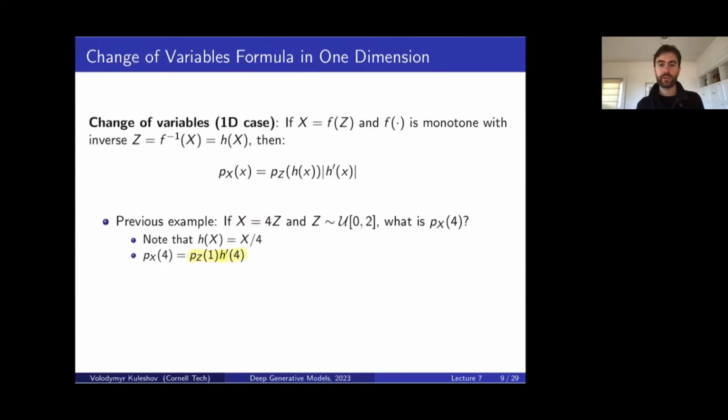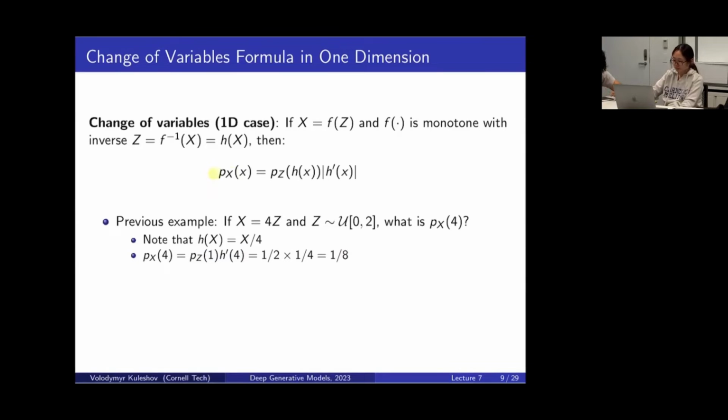And what is the derivative? It's simply 1/4. 1/2 times 1/4 is 1/8. And now this gives us the correct answer. So again, this is the formula that we're going to be using. It's only in 1 dimension. We need to derive it in multiple dimensions, but this is the key formula that will be needed to define normalizing flows in a few slides.